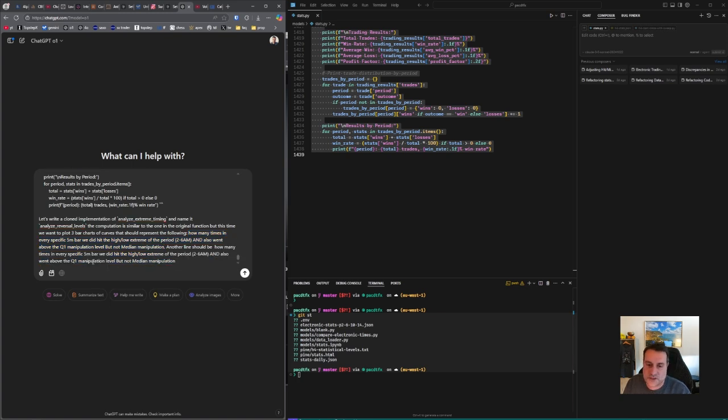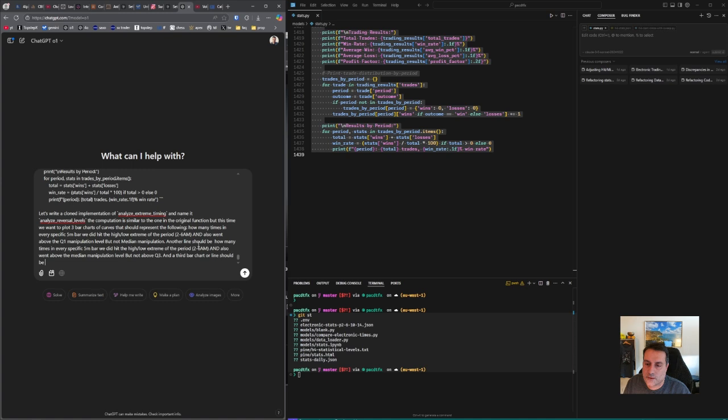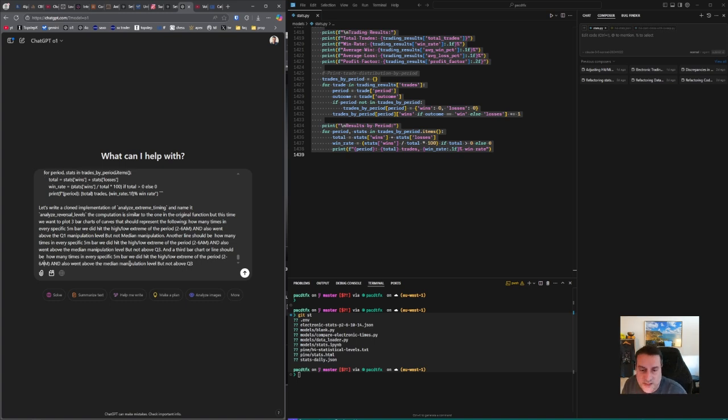how many times in every specific minute bar we did hit the extreme of the period, and also went above the median manipulation level, but not above Q3. And a third bar chart or line should be how many times in a specific minute bar we did hit the extreme of the period, and also went above the Q3 level of manipulation.